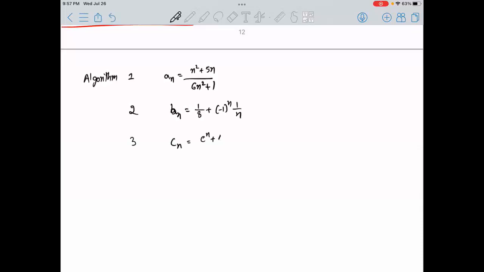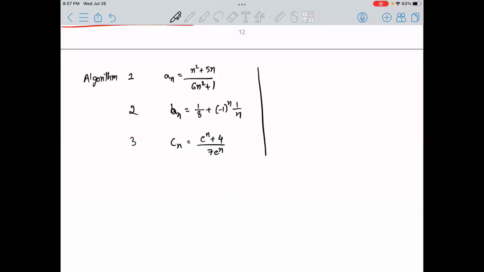They have given that there are three algorithms. First algorithm, what is the sequence? An equal to n square plus 5n over 6n square plus 1. Coming to algorithm 2, Bn is equal to 1 by 8 plus minus 1 whole power n, 1 by n. And algorithm 3, Cn is equal to e power n plus 4 by 7 e power minus n.